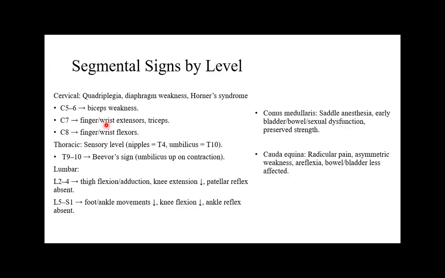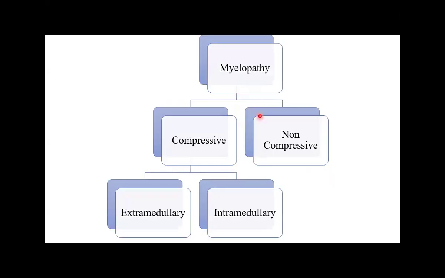At lumbar level, L2, L3, L4, there will be weakness of thigh flexion, adduction, knee extension, and reduced or absent patellar knee jerk. And L5, S1, foot ankle movements are reduced, knee flexion will be reduced and ankle jerk will be absent. And conus and cauda, as we discussed: in conus there will be saddle anesthesia and early bladder, bowel and sexual dysfunction, and in cauda equina they will have asymmetric radicular pain and weakness, areflexia, and bowel and bladder are less affected.